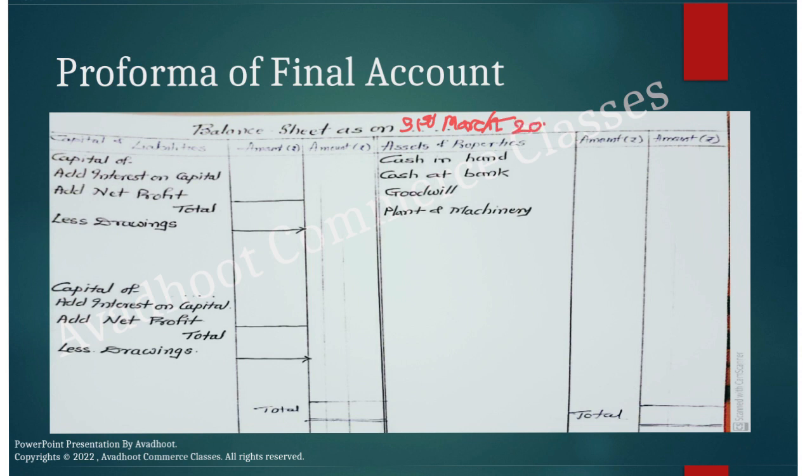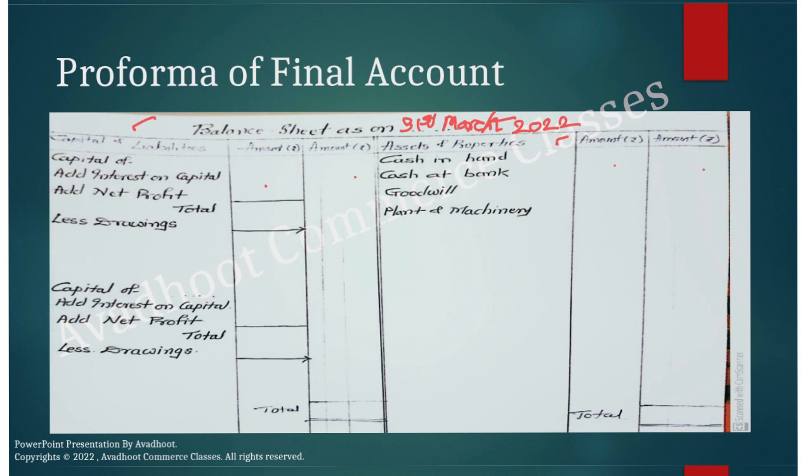Suppose 2022. Again, don't write debit and credit here because it is a statement, it is not an account. The left side is called capital and liability. The right side is called assets and properties. Here again two columns are there, inner column and outer column. The items which have adjustments are taken to the inner column and others to the outer column.